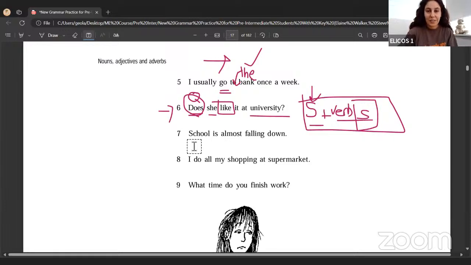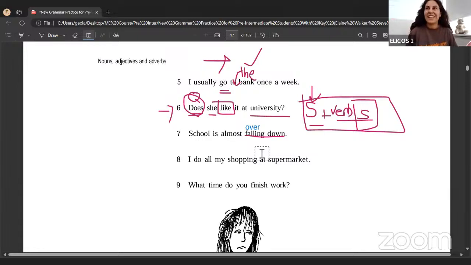School is almost falling down. It's a very strange sentence. I don't know what they mean by falling down. No one says that. School is almost over. I don't know what they mean by falling down.